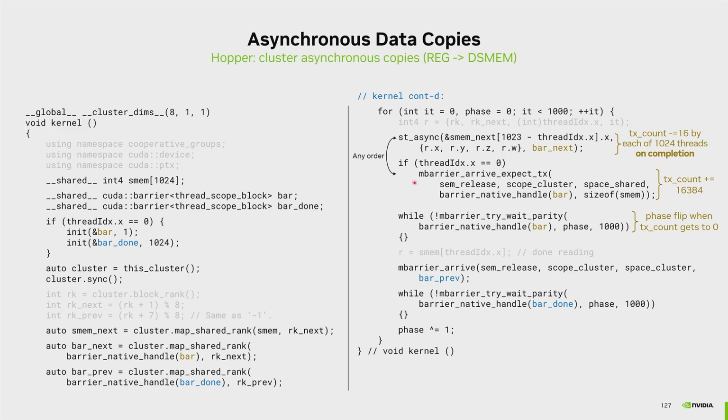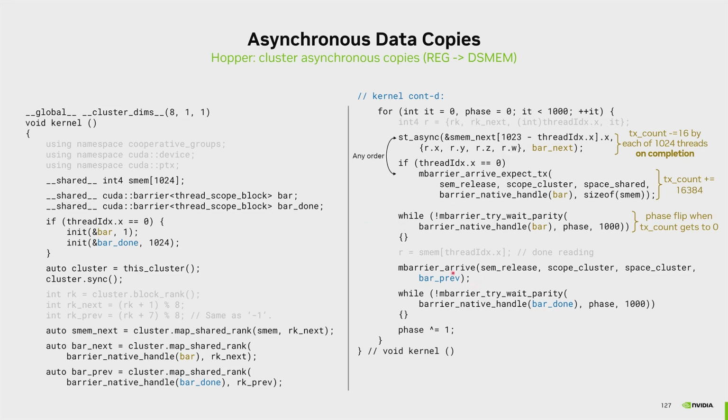Now, from the consumer point of view, I want to receive 16K of data. So I set my expected arrival count to 16K, which means that it will balance back to 0. It doesn't matter in which order I do these two operations, because the phase will flip when I reach 0. I can go one way first and then get back to 0, or I can go the other way and get back to 0.